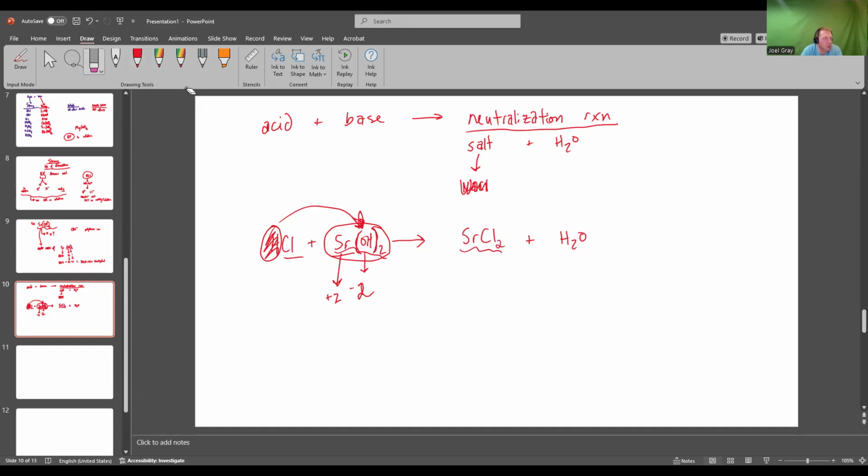That is an example of a salt. And sorry, my scribbling over that might have thrown your answering off. So I apologize for that. But that is an example. You're going to make salt and water. SrCl2 is the example of a salt in this reaction.